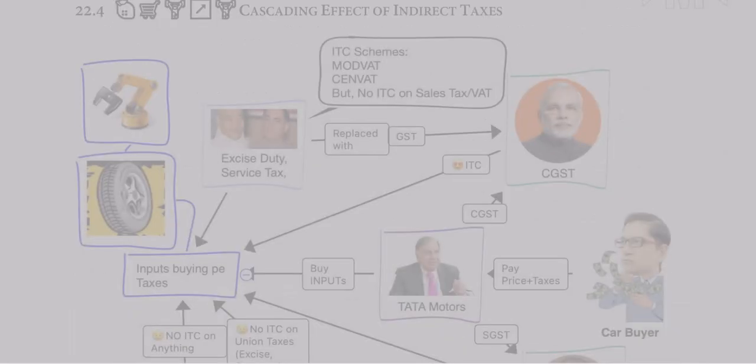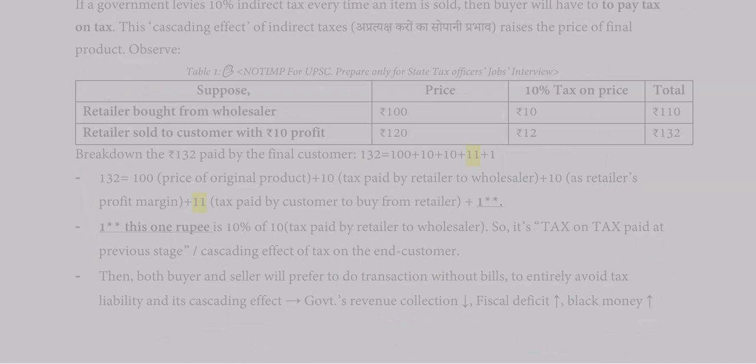2.4 Cascading effect of indirect taxes. If a government levies 10% indirect tax every time an item is sold, then the buyer will have to pay tax on tax. This cascading effect of indirect taxes raises the price of the final product. Observe Table 1. No need for UPSC. Prepare only for state tax officers' job interviews.